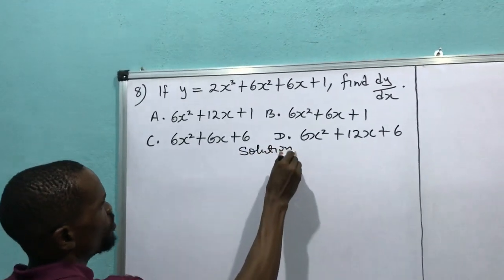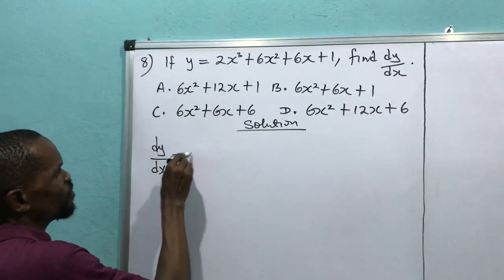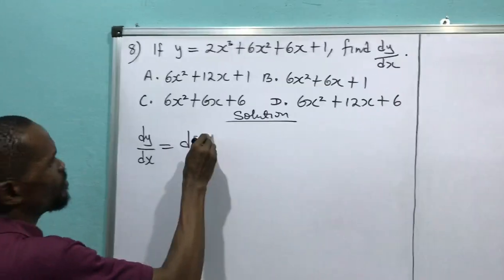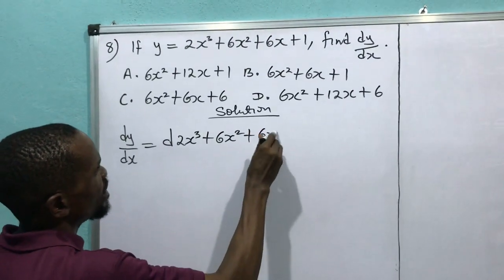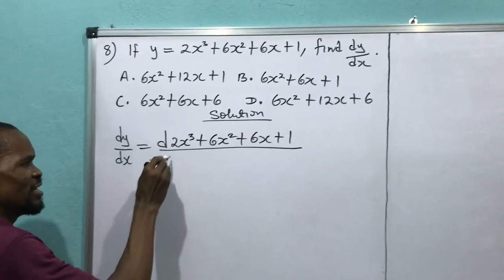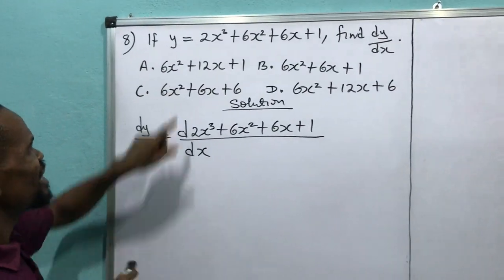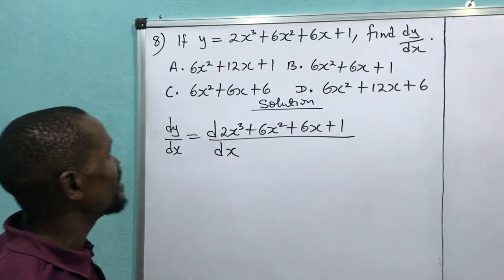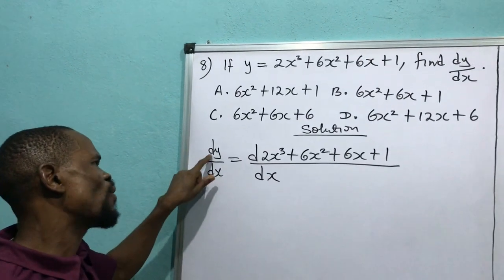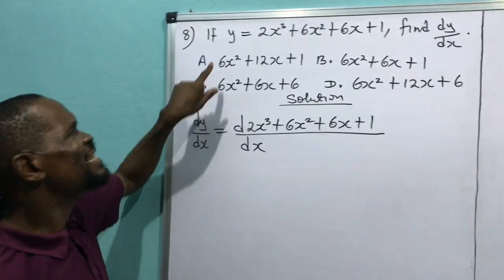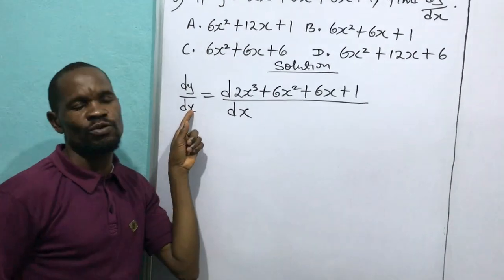That's the JAMB for you. I have that dy/dx is equal to d(2x cubed plus 6x squared plus 6x plus 1) over dx. What does y equals this mean? It means that y is a function of x. And what does dy/dx mean? It means we differentiate with respect to x, and only the terms that contain x will survive.